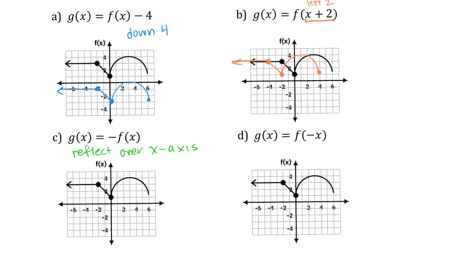Okay, what does that mean? Well, the x-axis is this guy right here. So I'm going to take all the points and flip them across. So this point here is 1 up, now it's going to be 1 down. Okay, what about this one? This point is 1, 2, 3 up, now it's going to be 1, 2, 3 down.